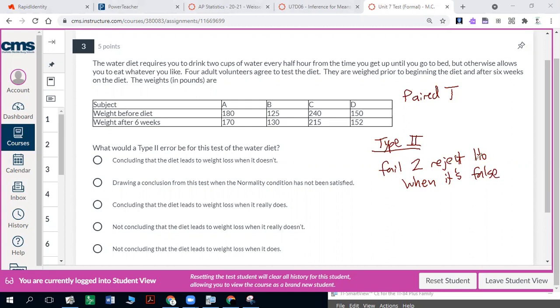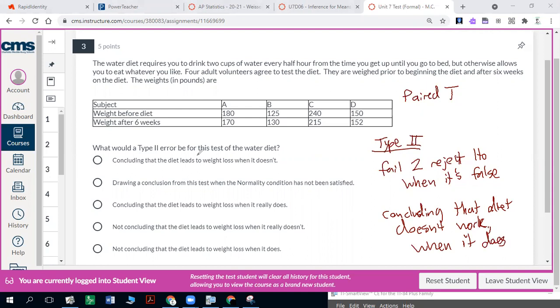All right, you fail to reject, which means you think the null is true, but it's not true, right? You should have rejected it. So what would failing to reject the null in this case look like? Well, failing to reject means that you are concluding, and I'm not reading the answer choices here, I'm just looking at it from my own perspective, that the diet does not work. That's failing to reject the null. You're concluding the diet doesn't work when it does, because remember the null is no difference. So you're not rejecting that, so you're concluding it doesn't work when it does.